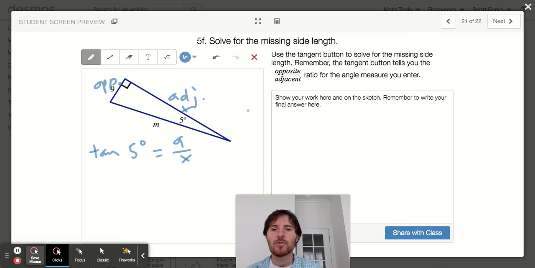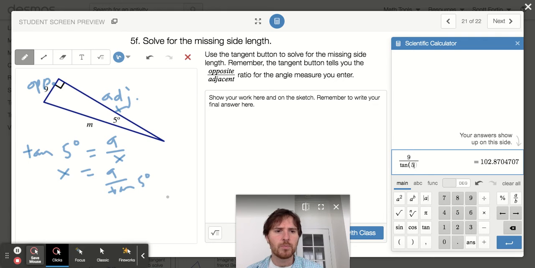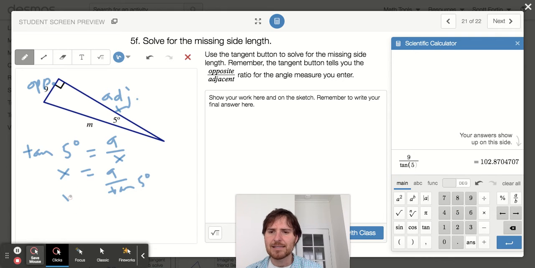Okay, tangent of 5 degrees equals this. I'm going to do my mean swap. I explained that earlier in the video. This is totally a legal move, okay? And so now I just need to do 9 divided by tangent of 5 degrees. And there we go, 102.9. So x equals 102.9.